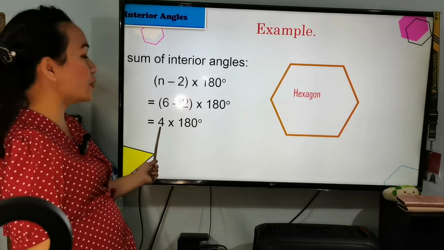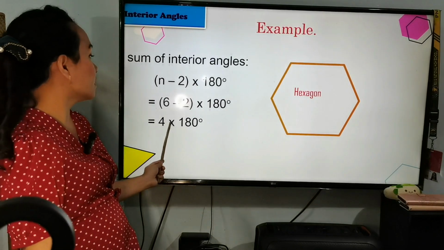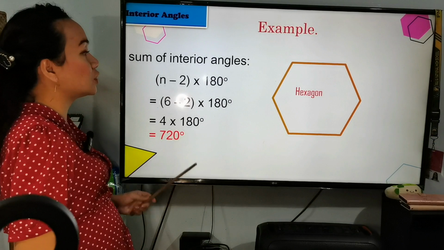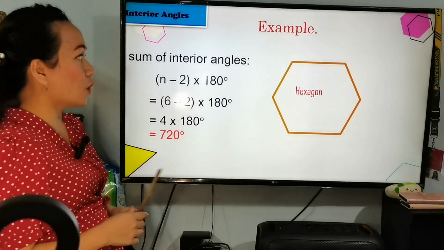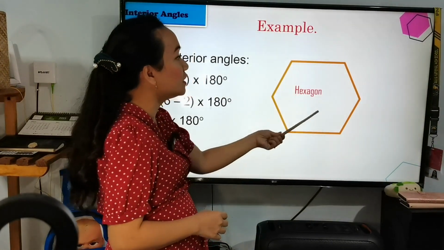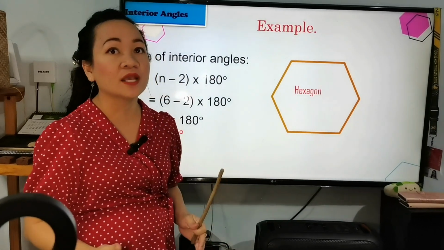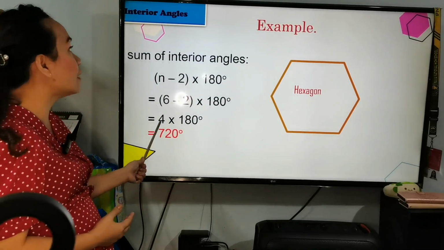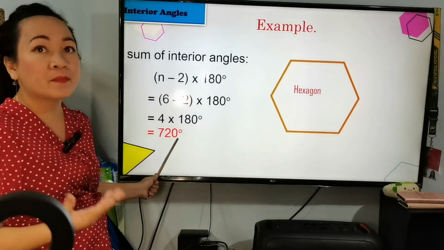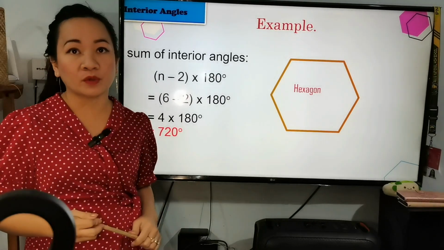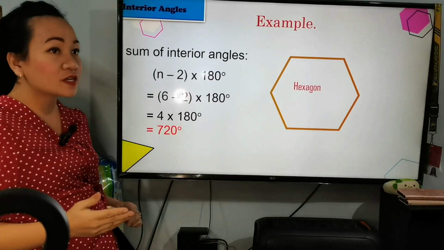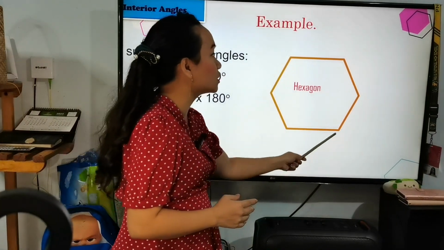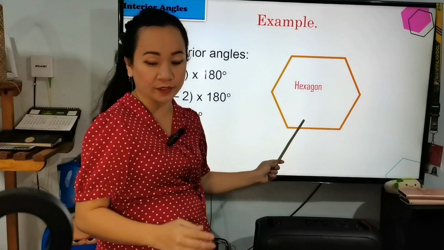So, 6 minus 2, we have 4. After that, multiply it by 180 degrees. So, we have 720 degrees. Meaning, without adding the diagonals and getting all the triangles out of our figure, we can get the sum of the interior angles of a given polygon based on our formula. So, I'd like to emphasize that 720 degrees is the sum of all interior angles of our hexagon.